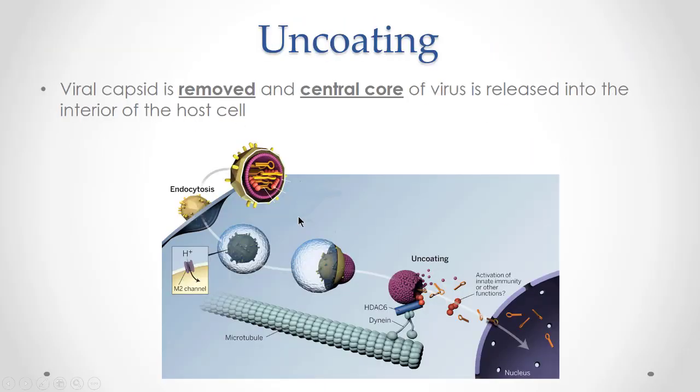Now, uncoding can be described here in relatively simple terms. If you're looking at complex virology, this could be a much longer discussion. But in simple terms, uncoding is just removing the capsid and exposing the central core. And the central core would be any kind of nucleic acid, or any sort of enzyme or protein that the virus may require. All of that is shed.